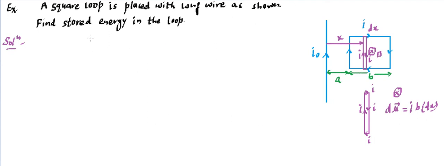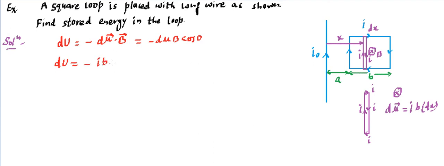Now, considering this, we can say what the energy stored in that differential element is. The differential element has energy du, and this du is going to be written as minus d mu dot B, the dot product. So we will write it as minus d mu as a magnitude into B into cos 0. Then we can proceed further to simplify up to the answer. So it's going to be minus d mu, which we have already said is I b dx, dx is a differential x, into B.